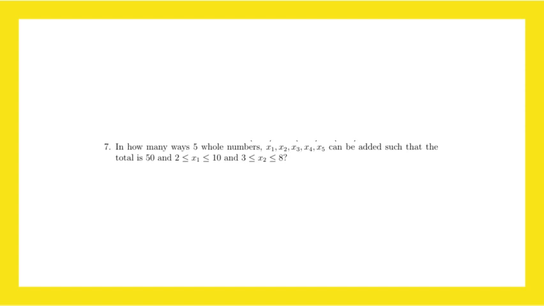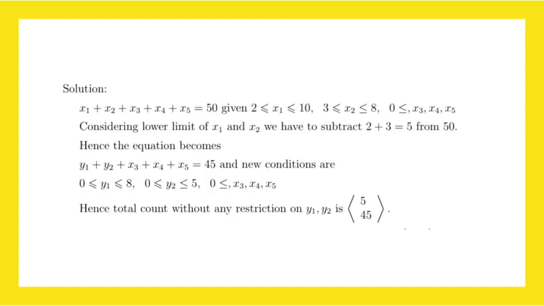Okay. So now first we need to deal with lower limits. So we substitute x1 is equal to y1 plus 2, x2 is equal to y2 plus 3, and therefore in the LHS we have 2 plus 3, 5, we subtract it from 50 and hence the equation becomes y1 plus y2 plus x3 plus x4 plus x5 is equal to 45.